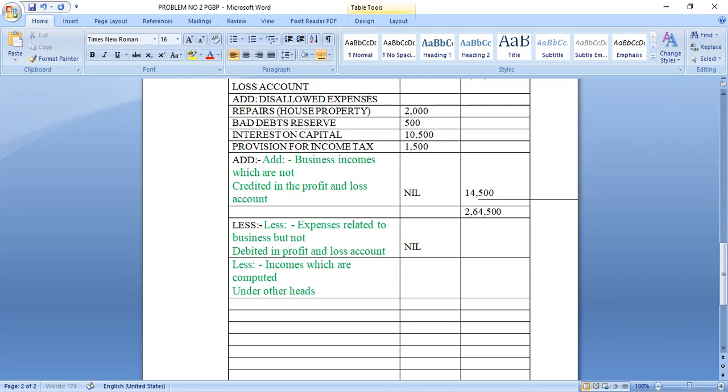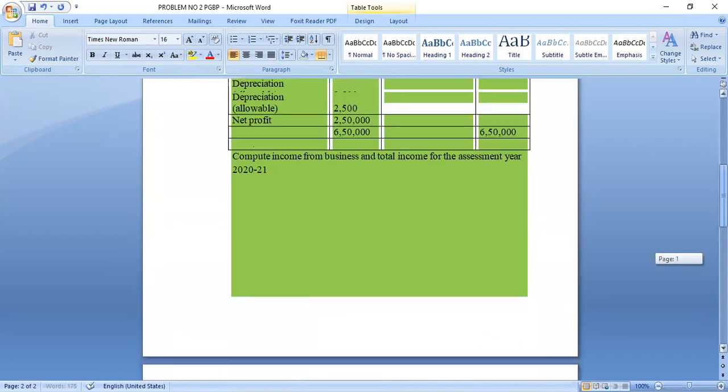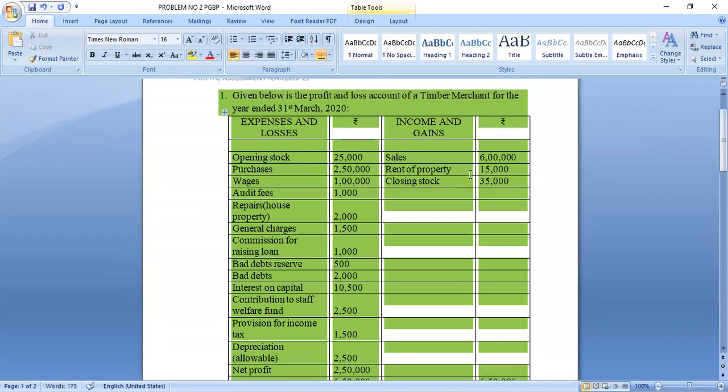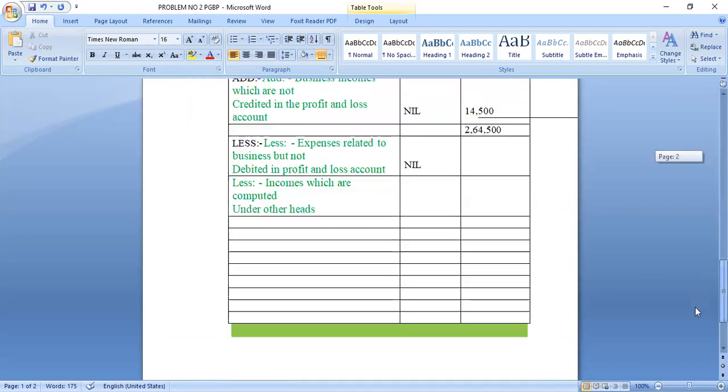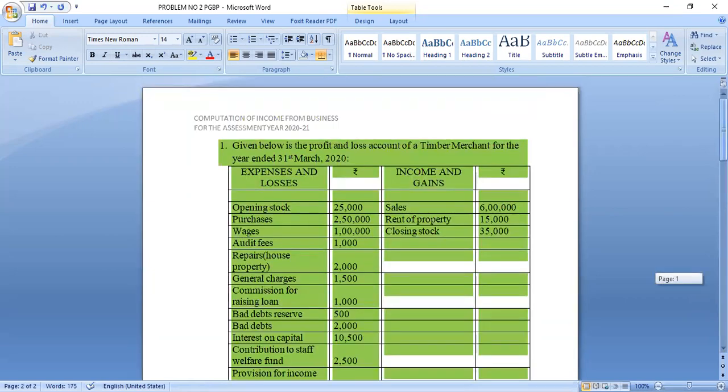We check out this statement. Now, if we check the income side in this problem, we have an income called rent of property. Actually, rent of property comes under income from house property. So this value does not come under business income, so you have to subtract it. It is not concerned with the business income. So what is the rent of property given here? 15,000.